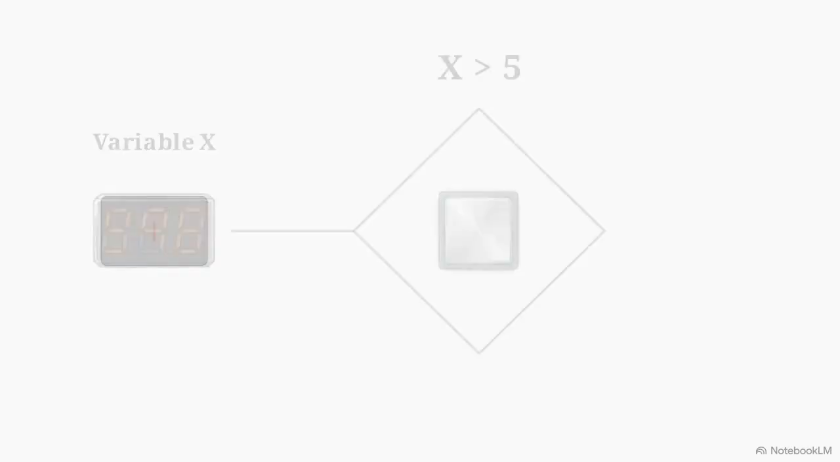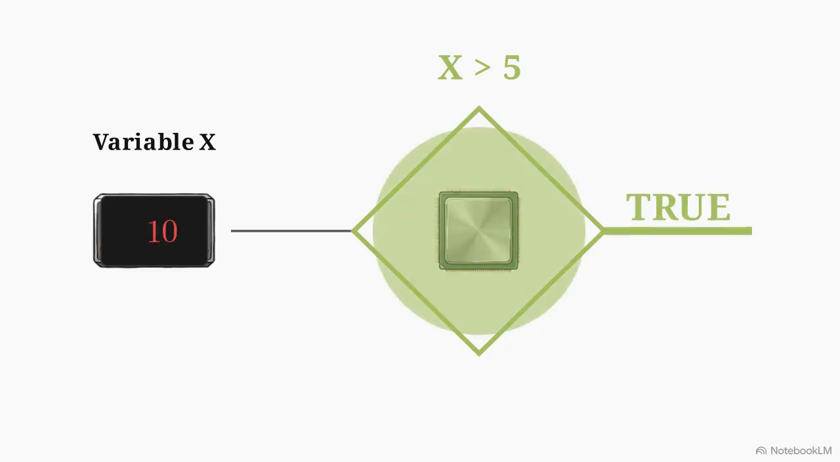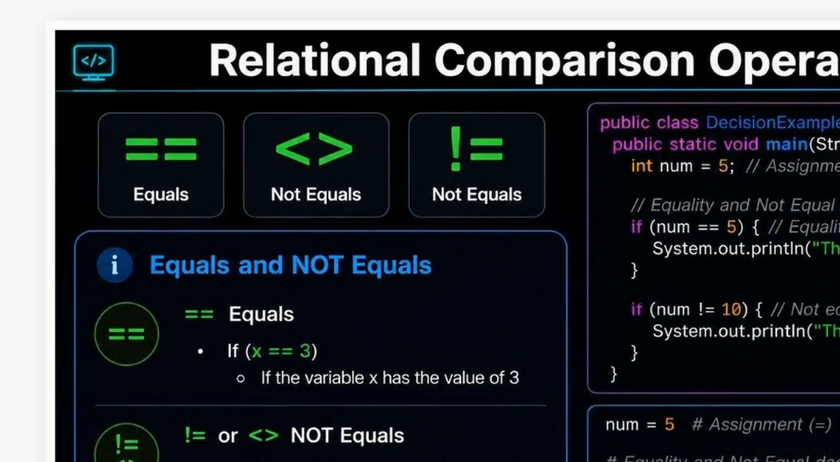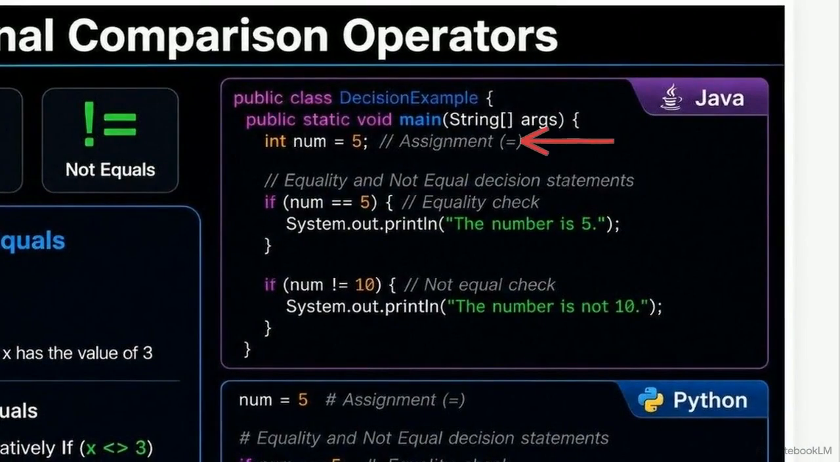To navigate these branching paths, the decision diamond has to compute whether a given state is true or false. It uses relational comparison operators. The green boxes show symbols for exactly equal or not equal. Crucially, a single equal sign assigns a value to a variable, but a double equal sign mathematically checks for equality. Mixing these up frequently breaks program logic.